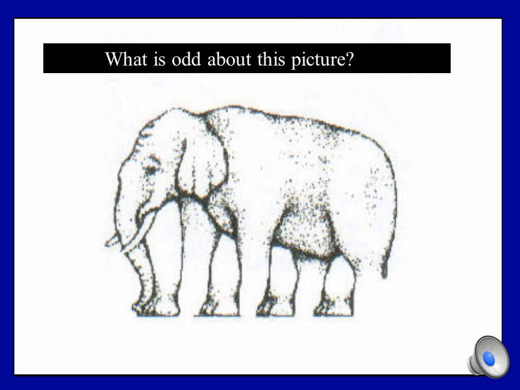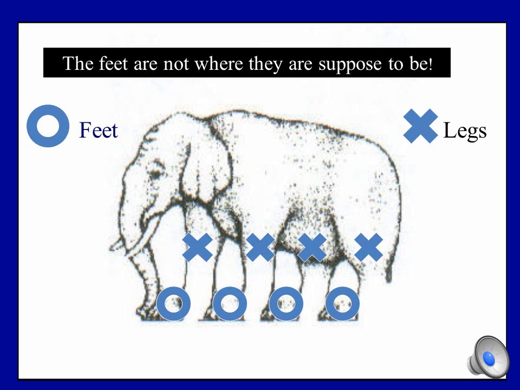What is odd about this picture? Study the legs and the feet in particular on this elephant. There's something pretty strange going on here. The feet are not where they're supposed to be. If you look at the legs represented by the X's and follow them down to the bottom, there are no feet attached to the legs. The feet are drawn in the spaces between the legs.